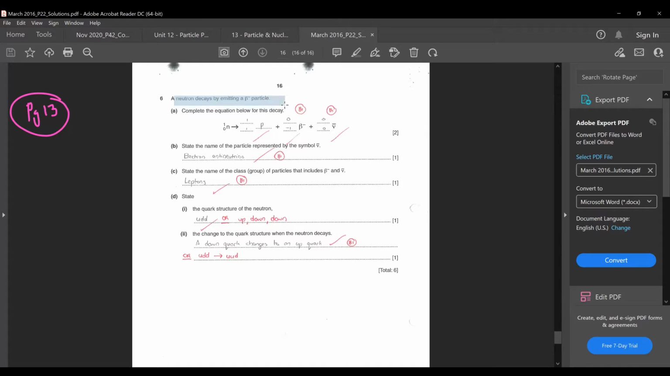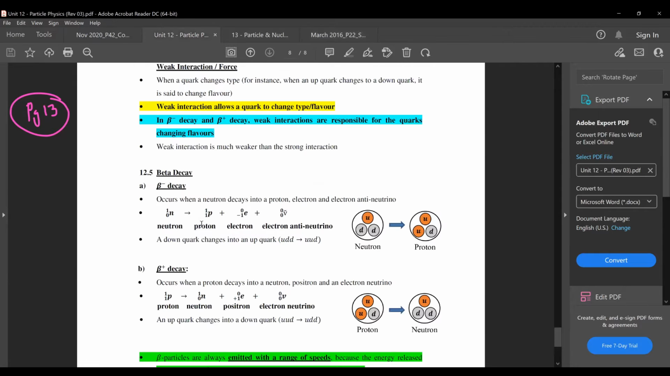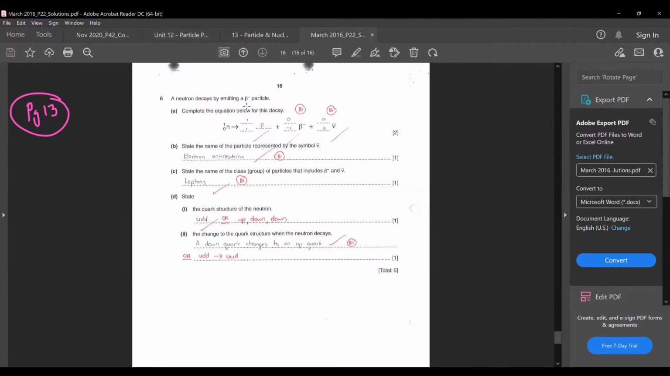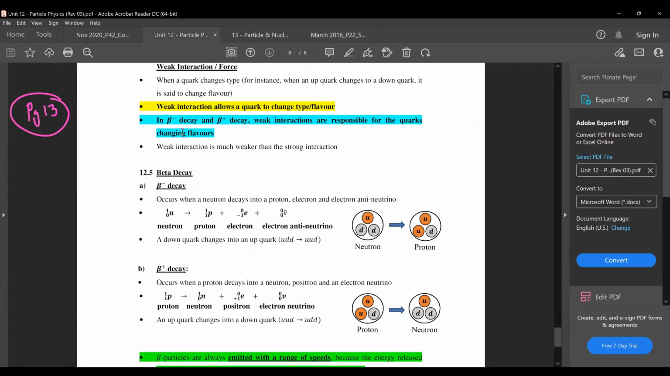Now, a neutron decays by emitting a beta minus particle. This is actually talking about your beta minus decay from here. All right. They tell you to complete the equation below for this decay. If you're talking about a beta minus particle, the neutron will decay to a proton. Is what you're seeing right over here.